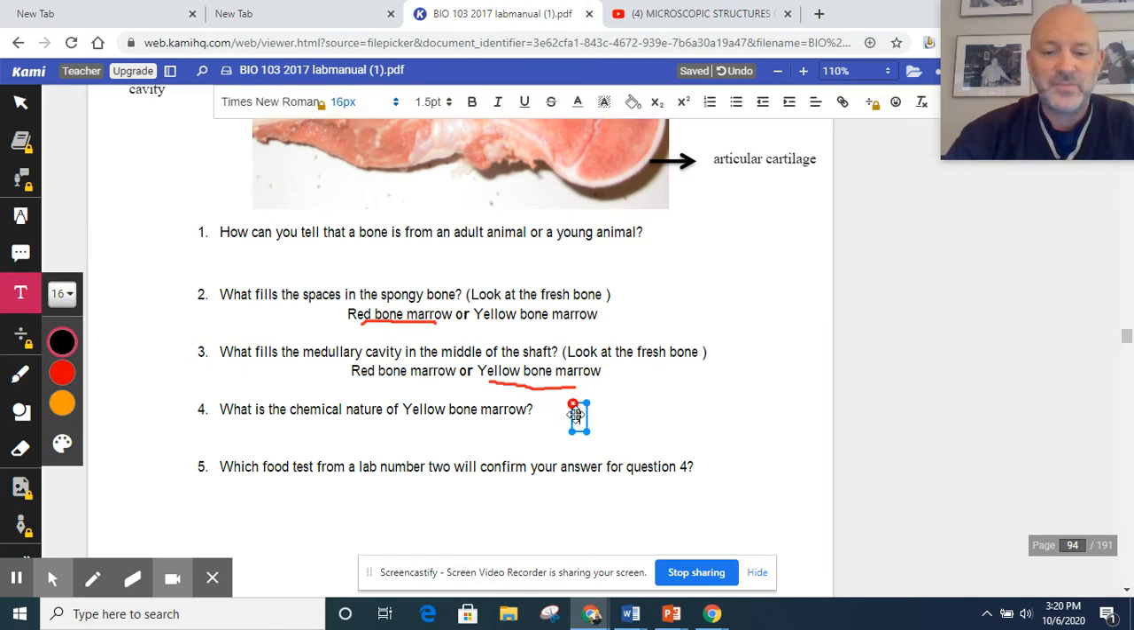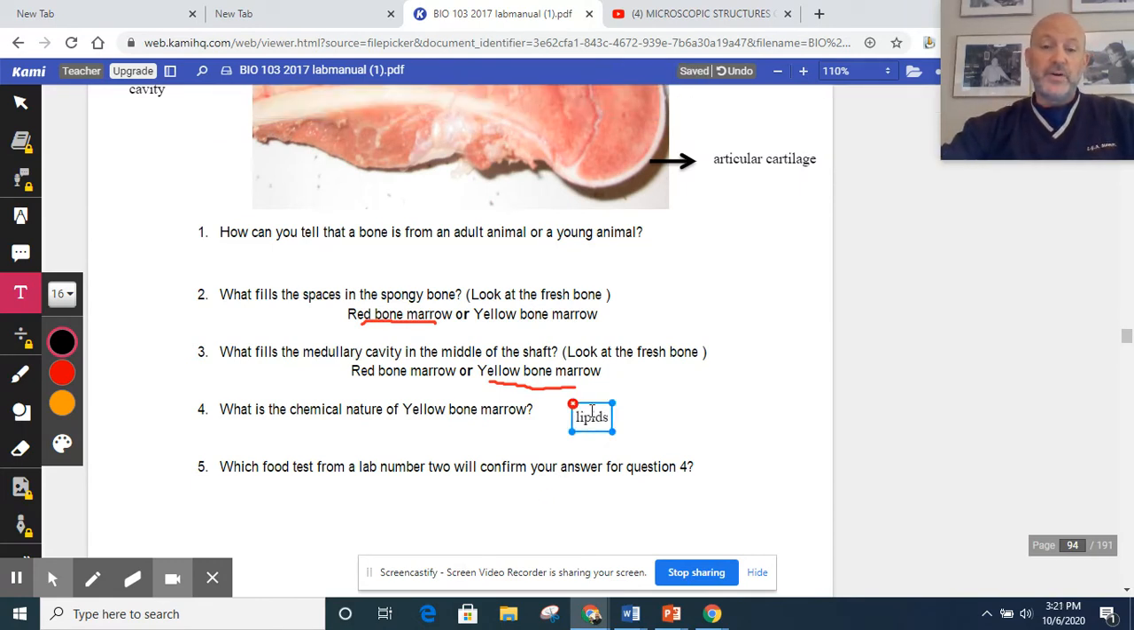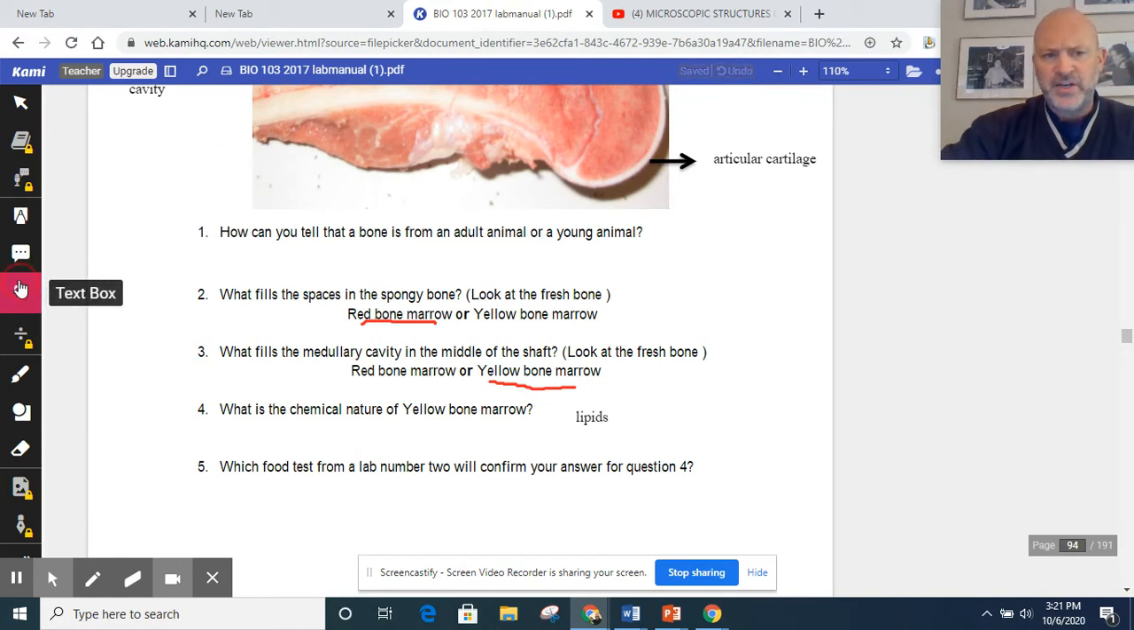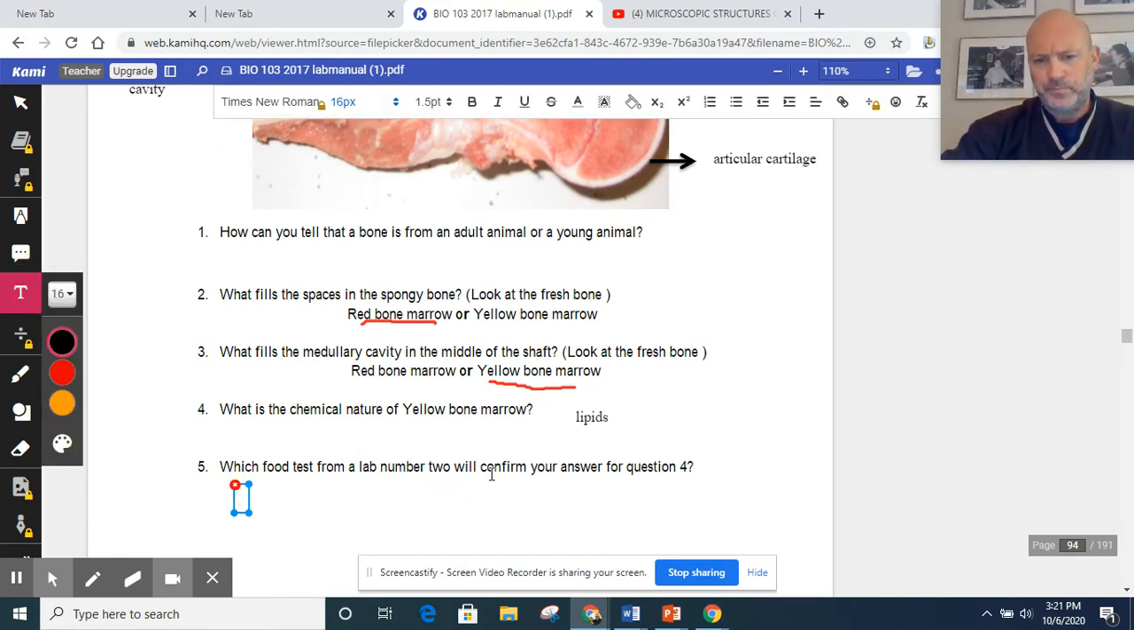How could we tell? We didn't do lab number 2, however, because it's a remote class, and that was the one lab that we had to skip. But there is a test for lipids that you can do. The way you can tell if a food item has lipids or fats in it is you could blot it against a brown paper bag. And if it leaves a translucent stain behind, then that's an indicator that there's lipids in that food item. So the paper bag test.